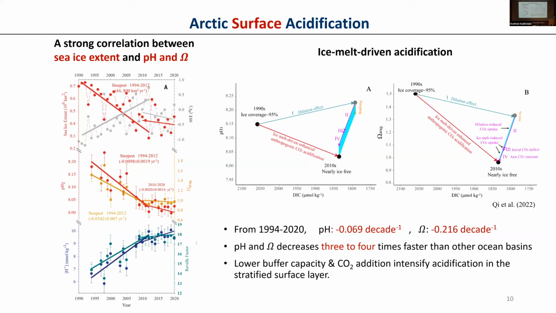And we proposed a mechanism called ice melting-driven acidification to explain what we observed. Simply speaking, when massive sea ice melts, this meltwater dilutes surface seawater, decreasing the salinity, alkalinity, and buffer capacity, and making this surface water more sensitive, more vulnerable to DIC perturbation. That means if just a small amount of DIC is added to this surface water, it will lead to a large pH and omega decrease.